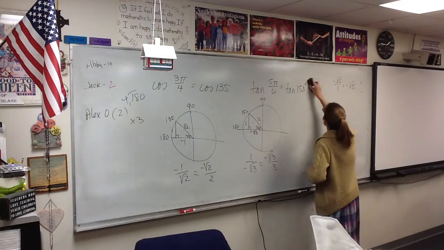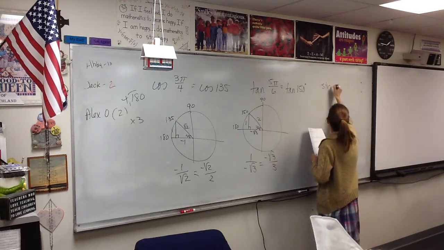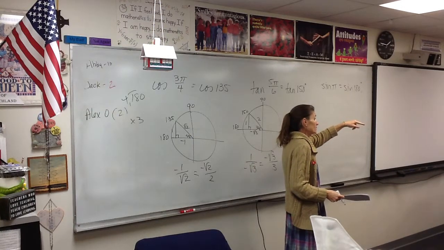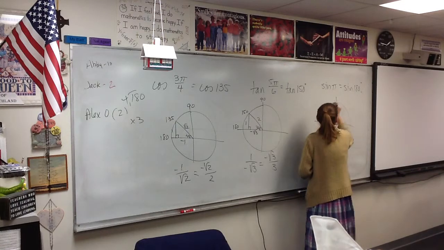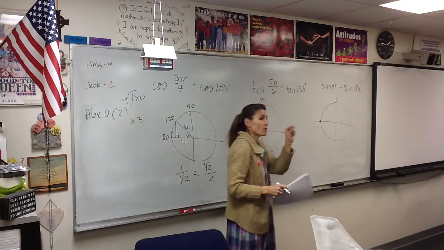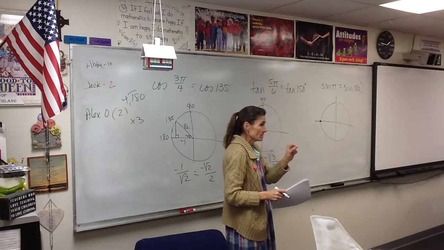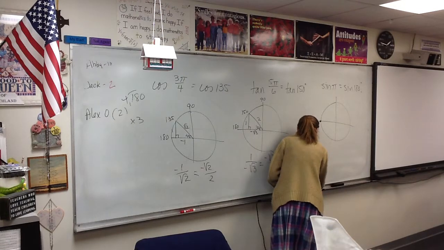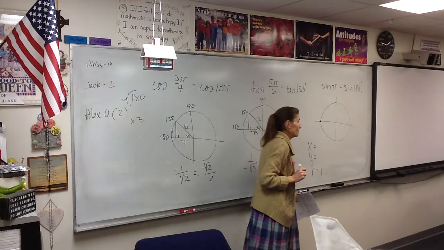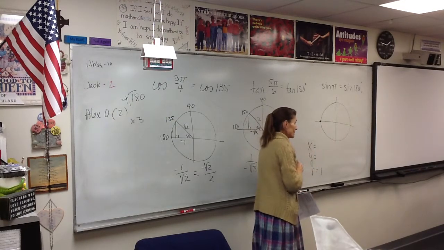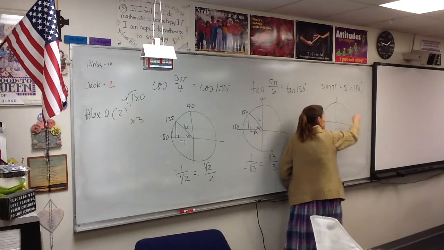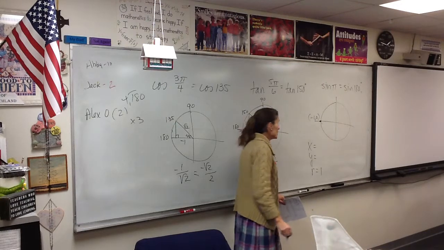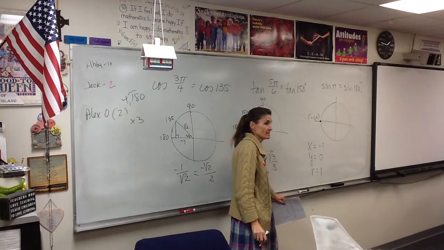Now look at C. This is when you're going to use an X, a Y, and an R. We have the sine of pi, which is the sine of 180. It's on the axis, so it's right here. When they're on the axis, we need to find an X, a Y, and an R. R is always 1. Now this point in a circle with a radius of 1 would be what point? Negative 1, 0. So X is negative 1 and Y is 0.